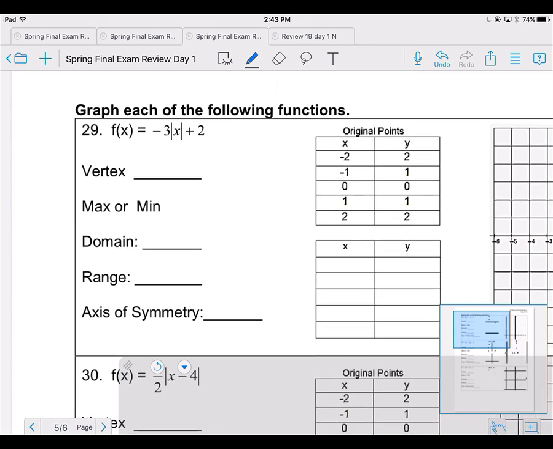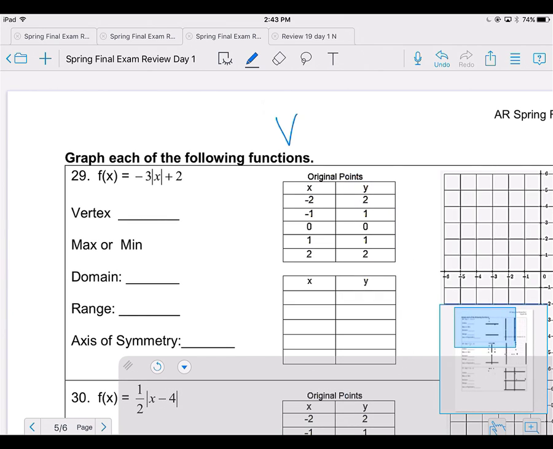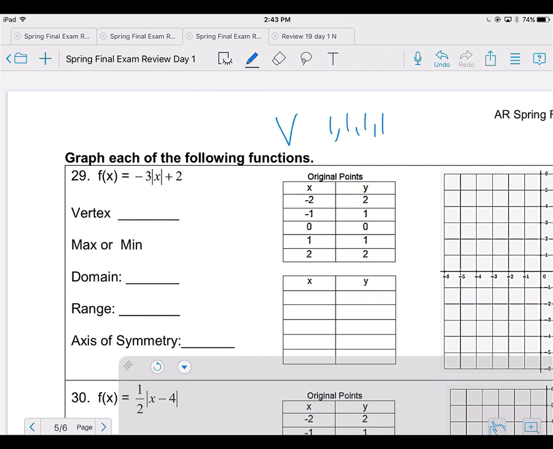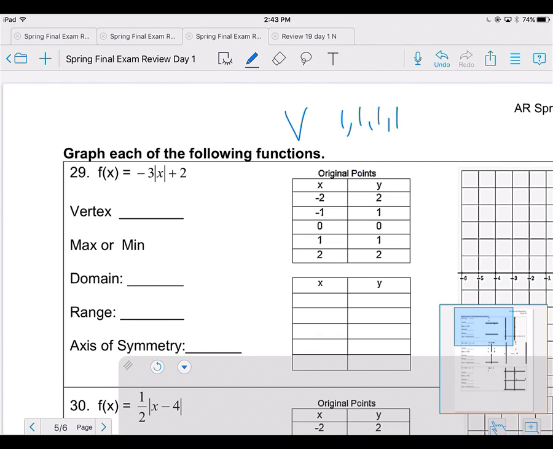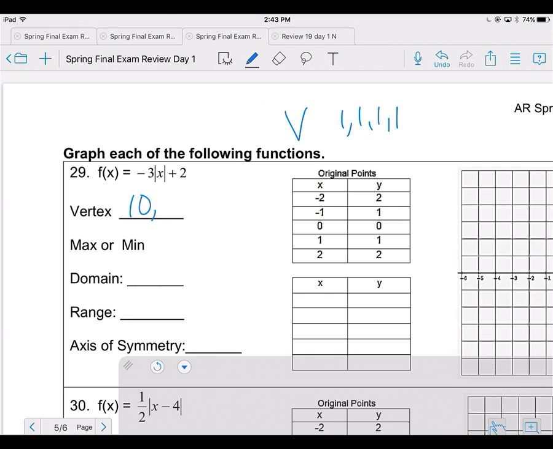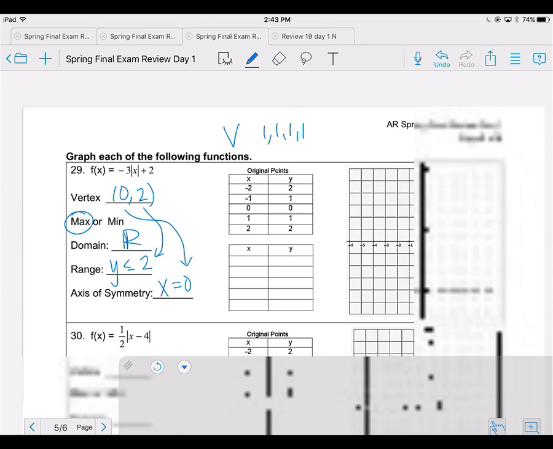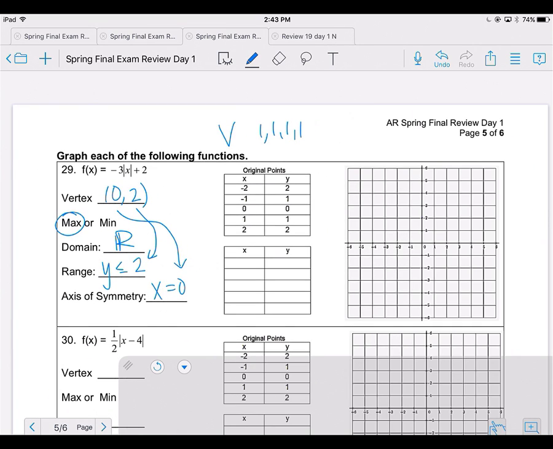Now this one, we are talking about absolute value. Absolute value looks like a V. My pattern is 1, 1, 1, 1 for the original. For this vertex, there's nothing inside with x and a 2 that follows. Because I have a negative out front, I will have a maximum. Domain is still all reals. Because I have a max, my range will be less than, and my axis of symmetry, x equals the x from my vertex. So I go to 0, 2.